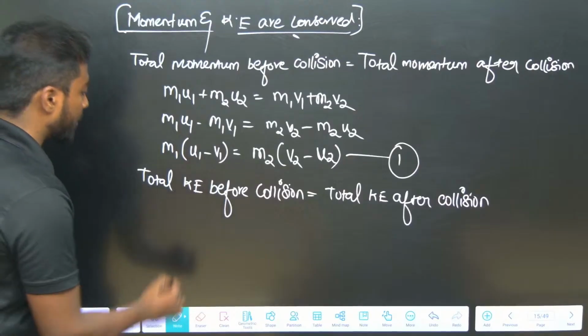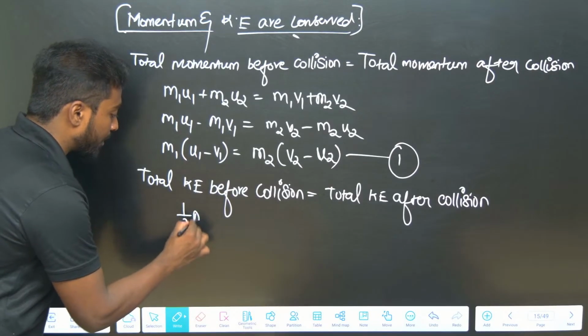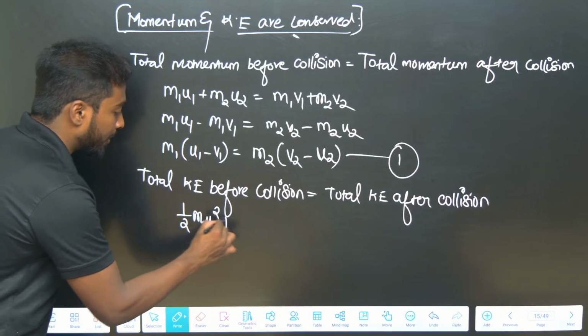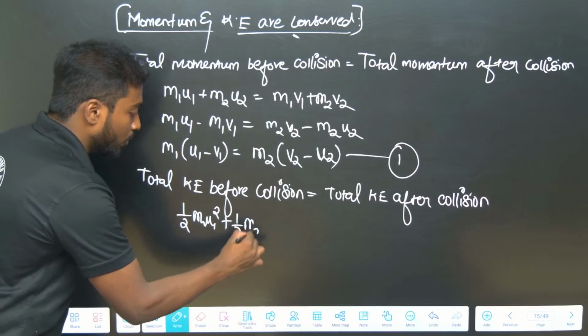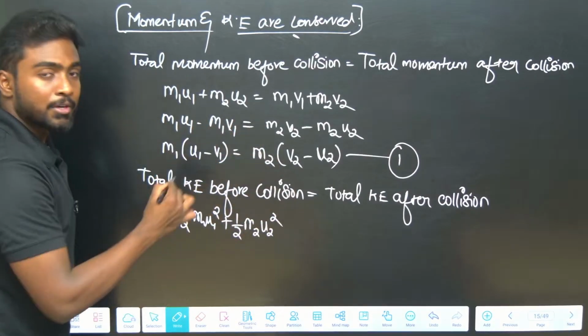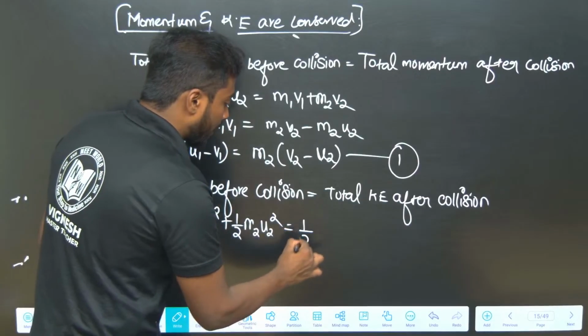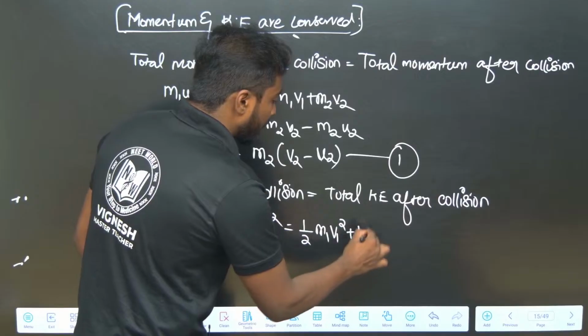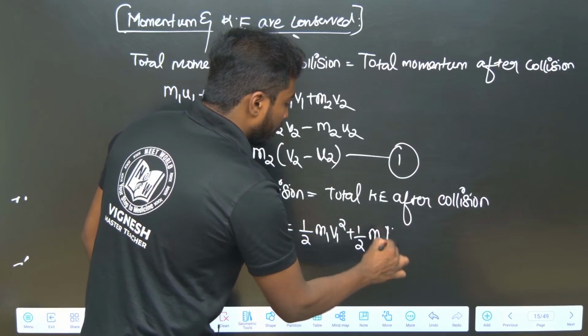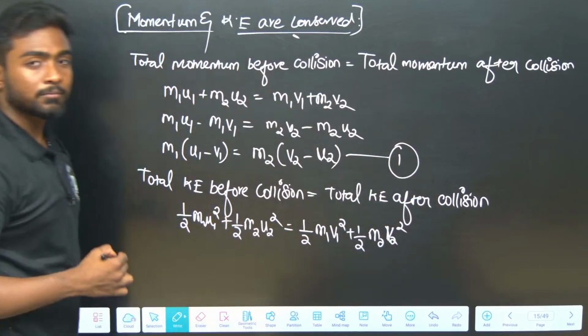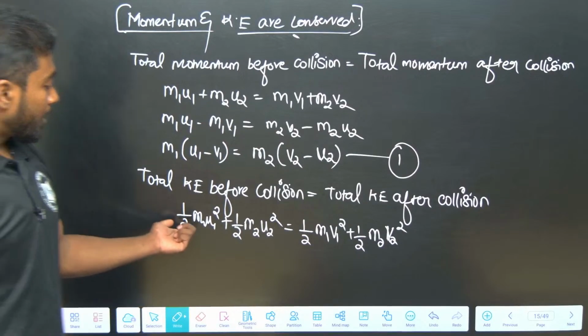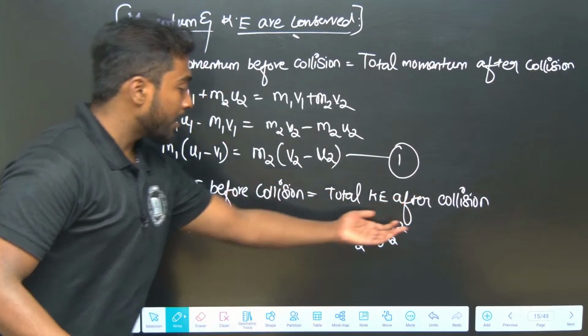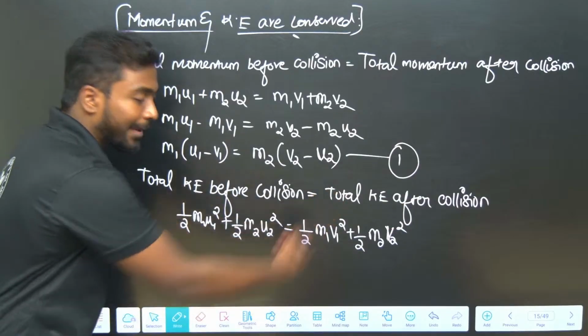Then it's easy, which is nothing but half m1 u1 square plus half m2 u2 square should be equal to half m1 v1 square plus half m2 v2 square. See here, I can take the half commonly outside, I can cancel it out, right?